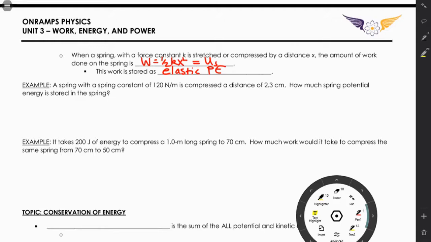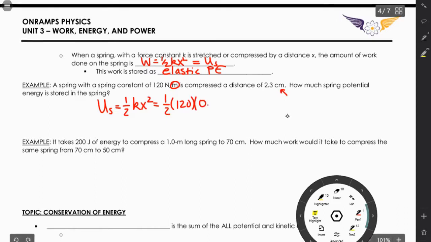So this says that a spring with a spring constant of 120 newtons per meter is compressed a distance of 2.3 centimeters. How much potential energy is stored in the spring? So we're going to use our basic equation, 1/2 kx squared. So we're going to do 1/2 times 120. Now you do have to be careful because this is in centimeters and our k is in meters. So you need to make sure that these are in the same unit. So we're going to do 0.023 meters, and we're going to square that.